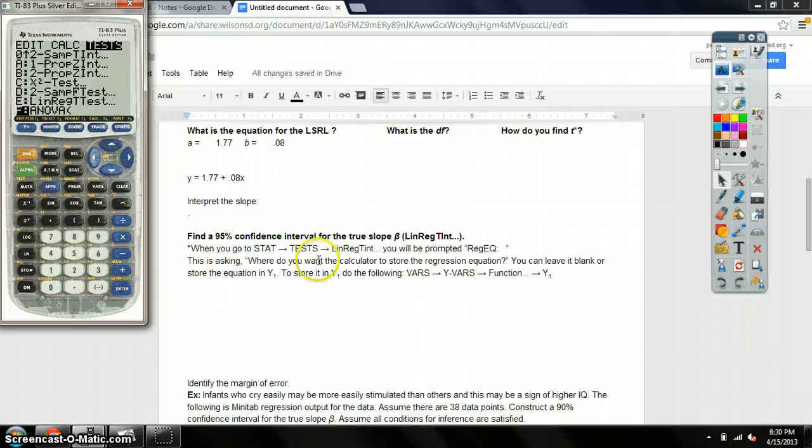So when you go there, you'll be prompted through this all. It's going to say RegEQ. What that is asking for at the bottom is where do you want the calculator to store the regression equation. You can leave it blank, or you could store the equation in Y1. To store it in Y1, you do the following. You hit Vars, Y-Vars, Function, Y1. You don't have to. You can just leave it blank if you want, but if you do that, it's going to store it in your y equals, so then it could be graphed.